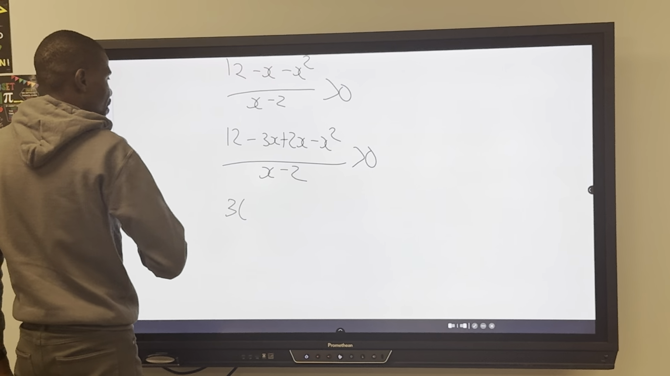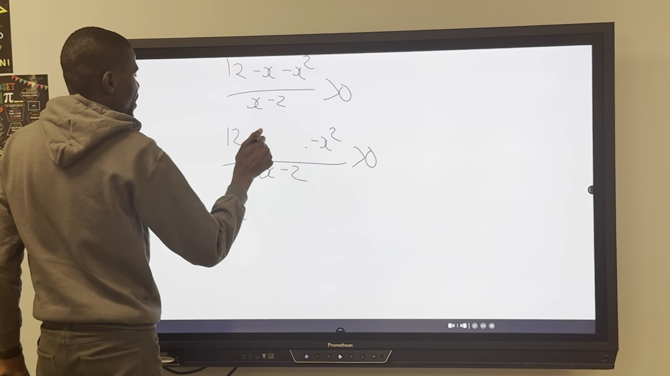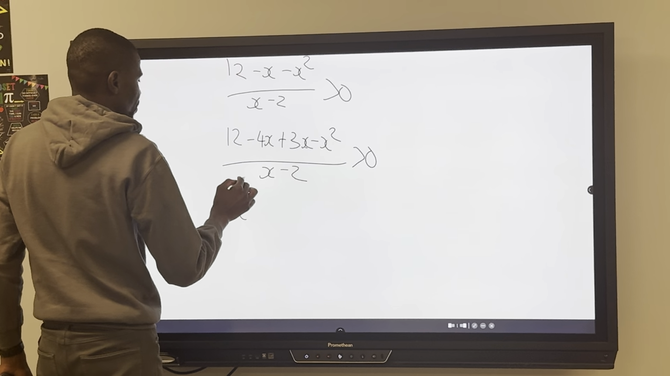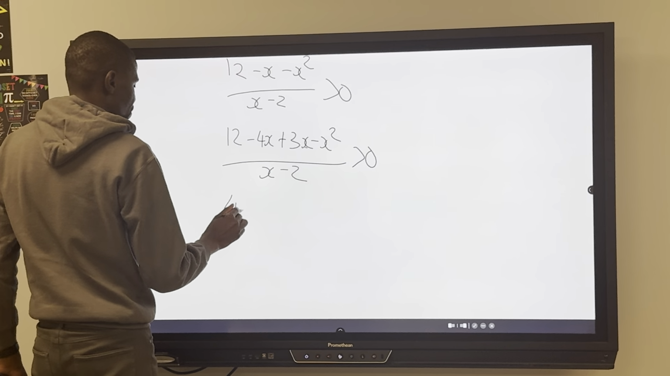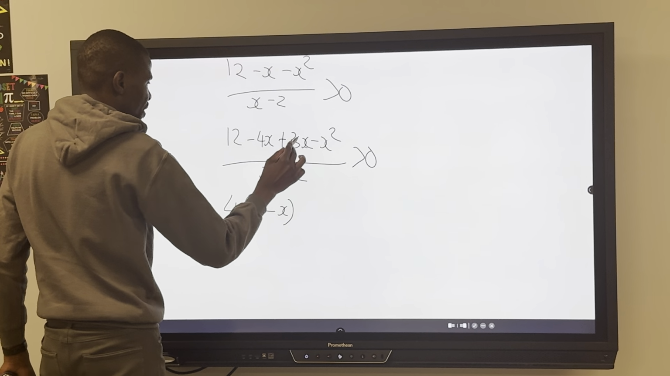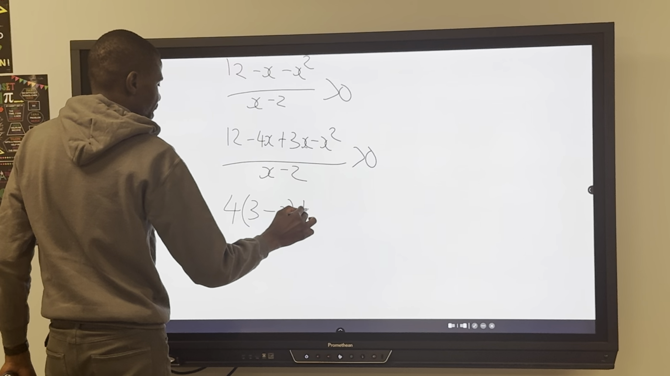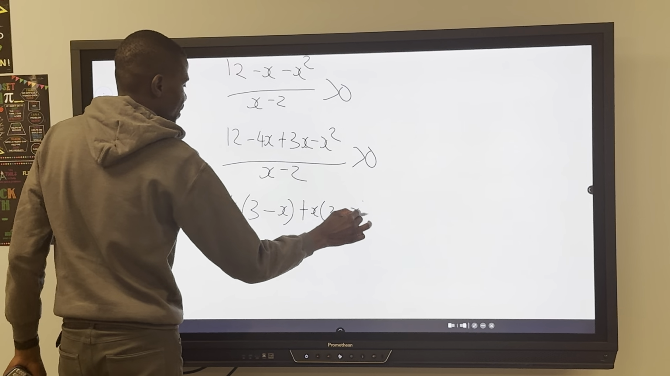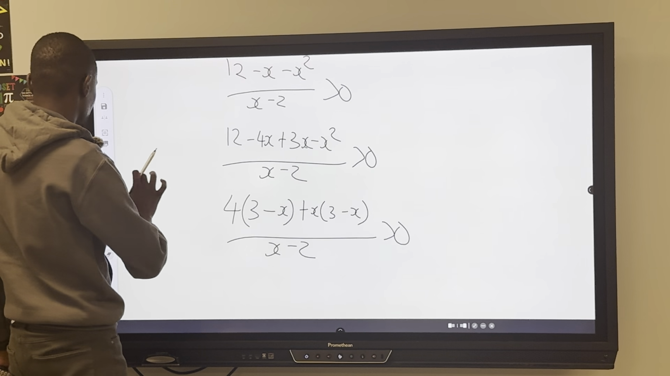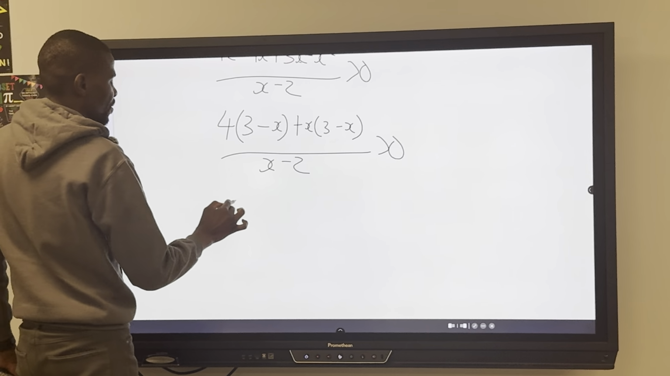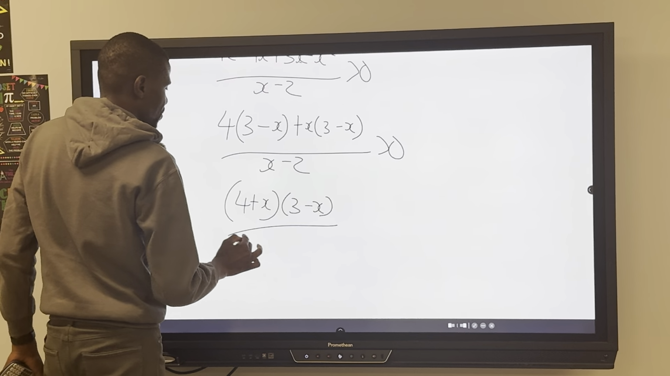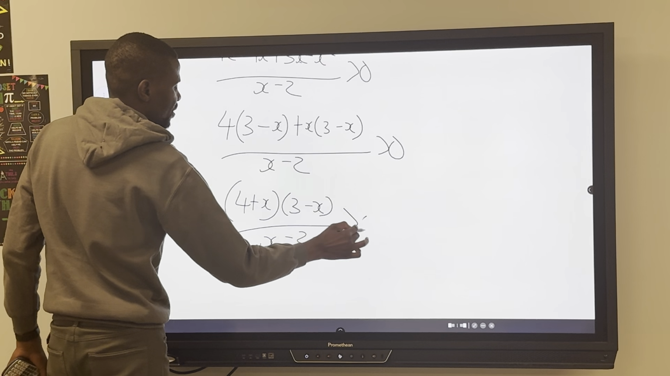Sorry about it. Here it's 4 and 3. So minus 4x plus 3x, right? So we take out 4, then we've got 3 minus x. Then here we can take it plus x. We have 3 minus x over x minus 2 greater than 0. So we have 4 plus x, 3 minus x over x minus 2 is greater than 0.